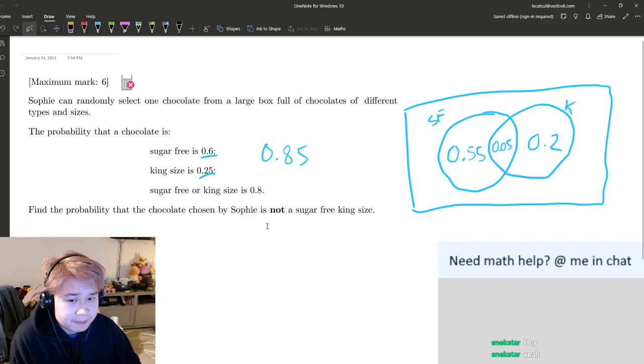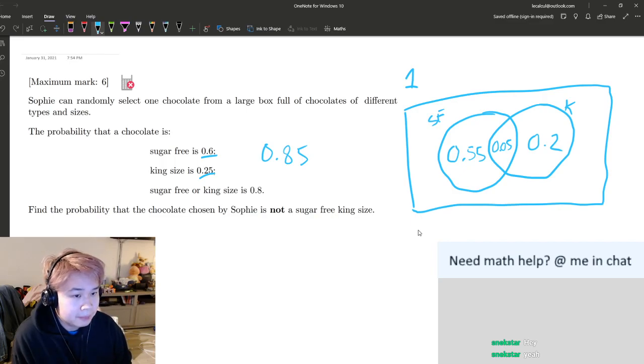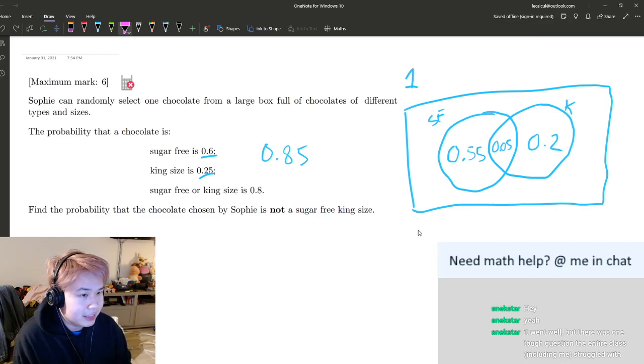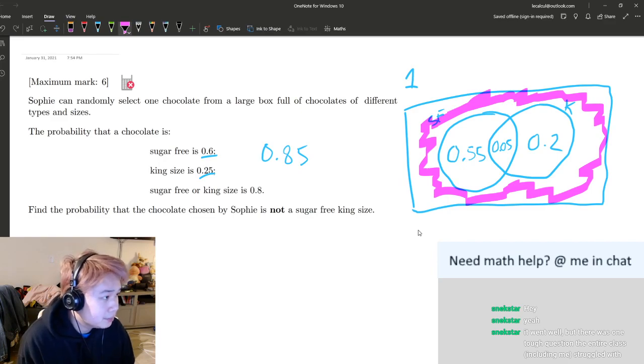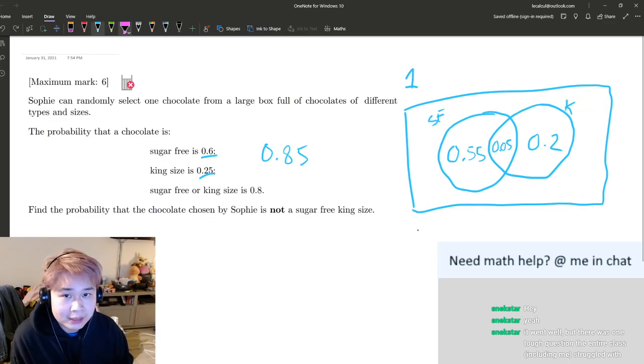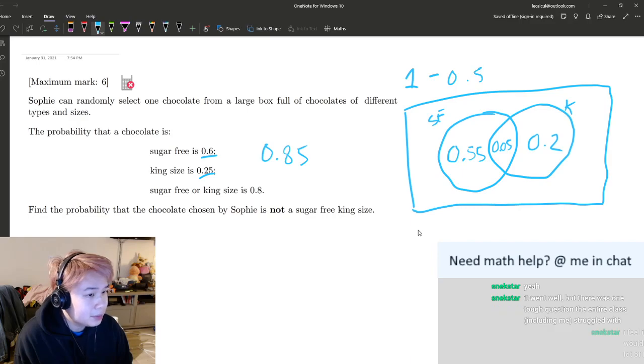So anyways, now that we filled out this probability, we know that the entire Venn diagram needs to add up to a probability of 1. And what we want to find out is this last piece that I haven't filled in: not sugar-free or king size. So we want to find the probability that lies outside of the circle. That's pretty straightforward because I already found all of the probabilities inside the circle. So I just take 1, and then I subtract each one of these.